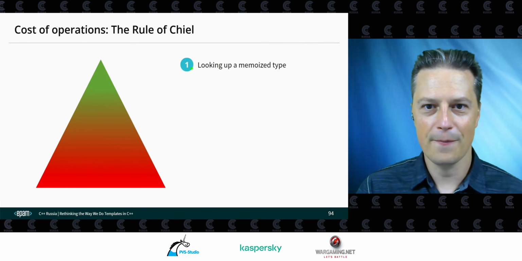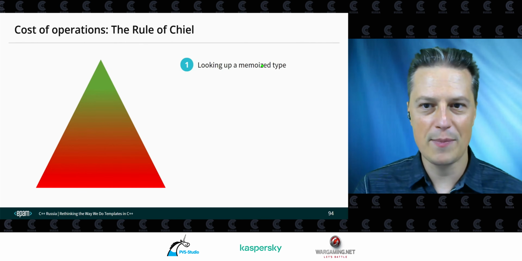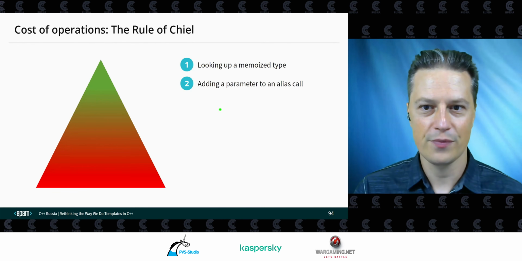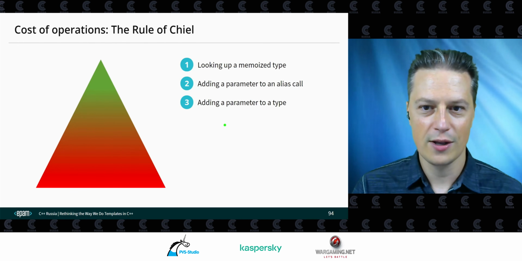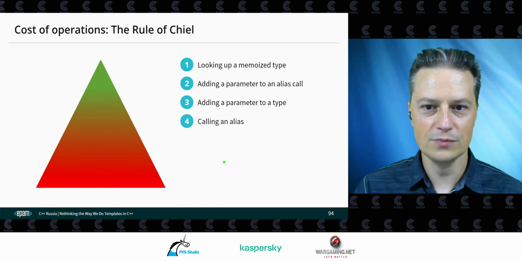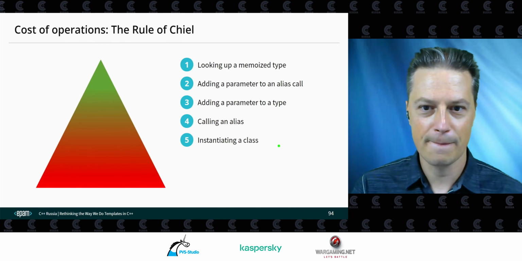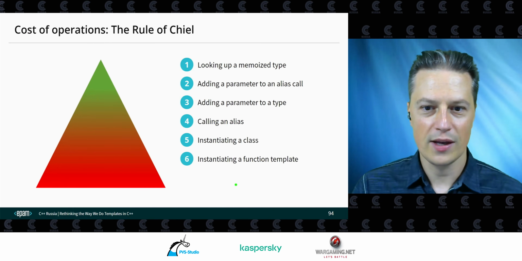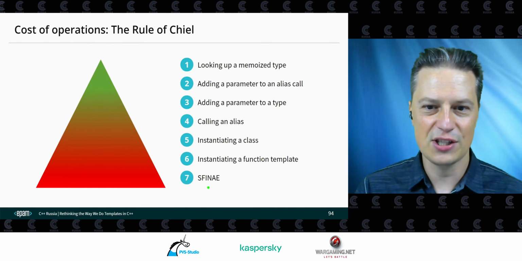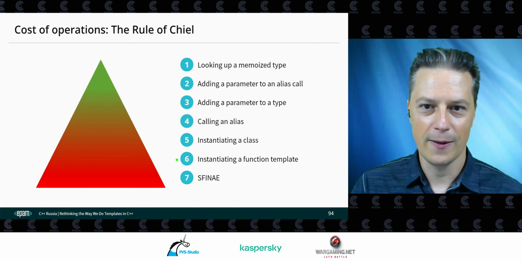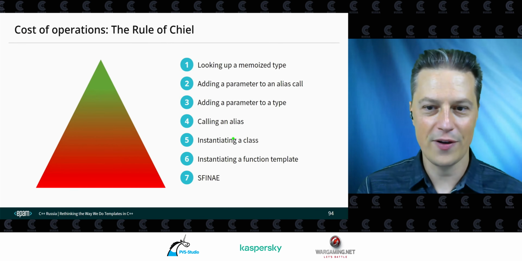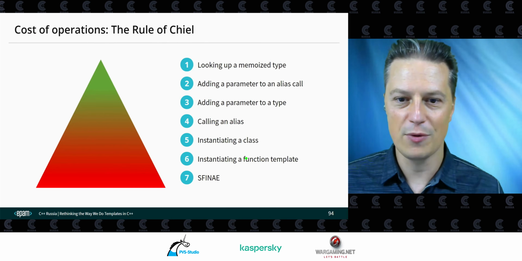He just made all of the measurements and provided the results. The least expensive operation is just looking up a memoized type. Then we can add parameters to an alias call, adding a parameter to a type, calling an alias, instantiating a class, instantiating a function template, and SFINAE at the end. SFINAE is the slowest thing you can do. Aliases are fast, classes a bit slower, function templates even slower.